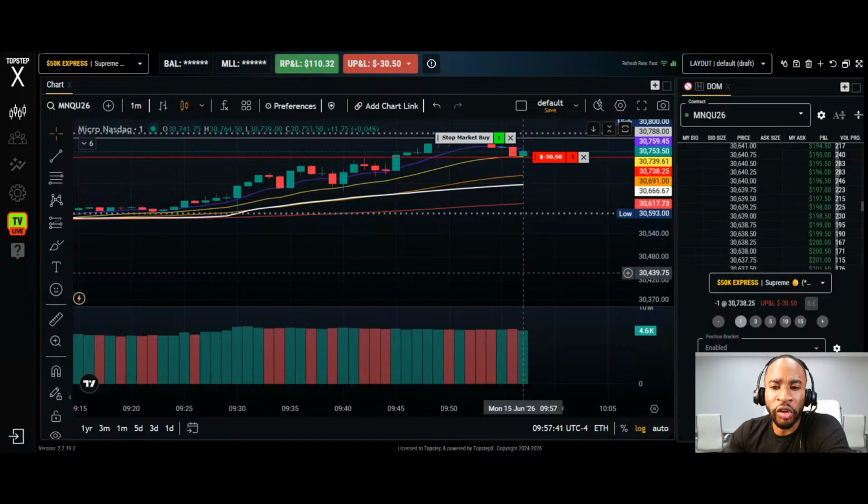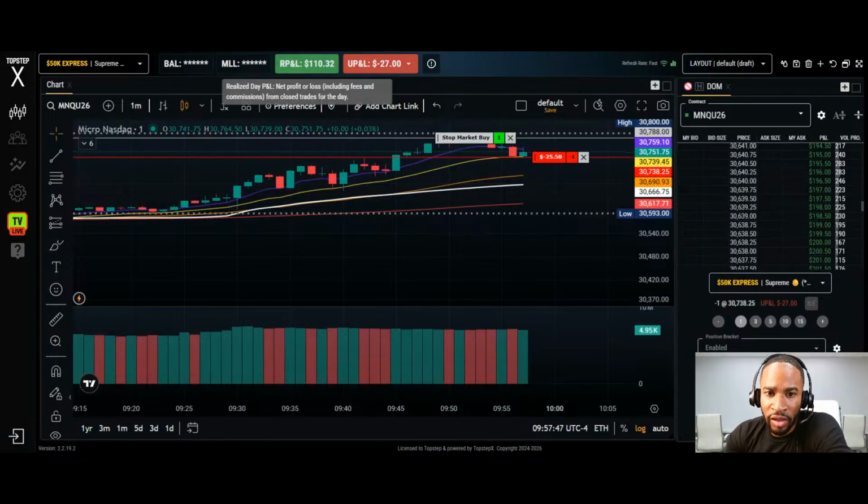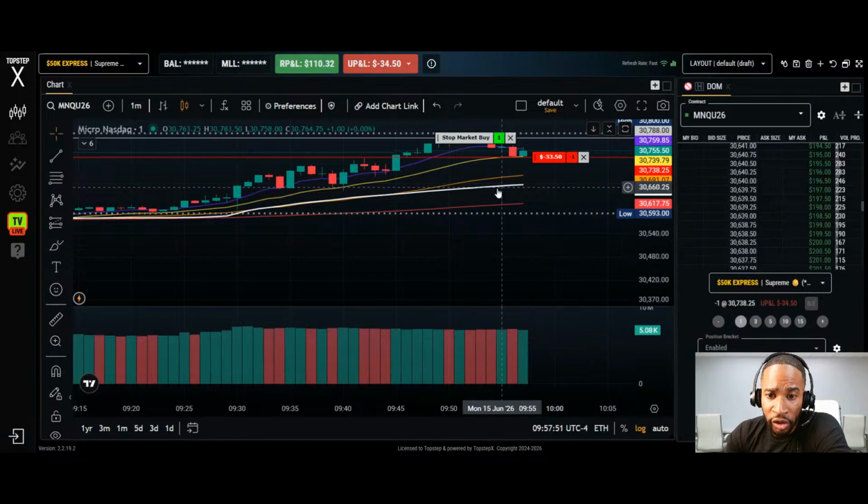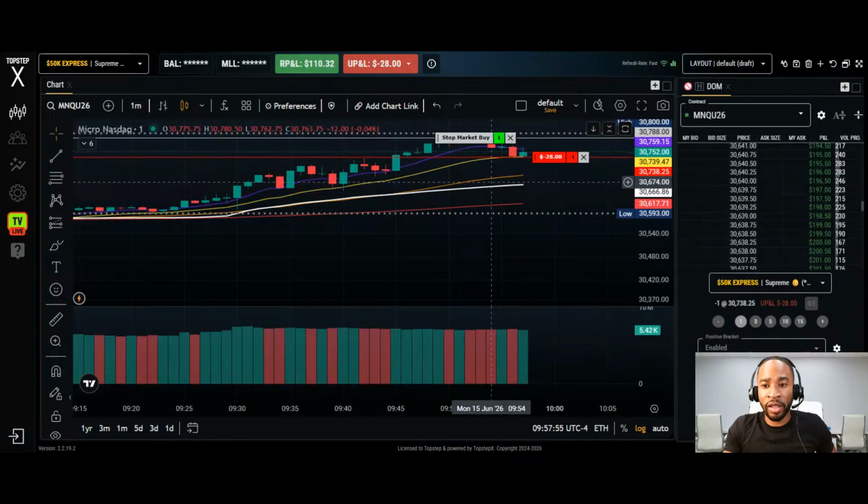So we've only been trading for about 27 minutes so far, and your boy is already up $110.32. Now, I am risking that amount on my current trade. I am risking that amount that I'm up with my stop loss in place.